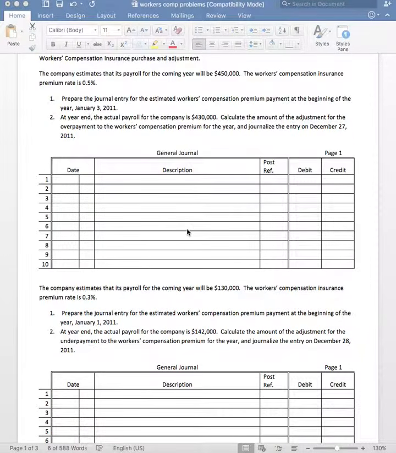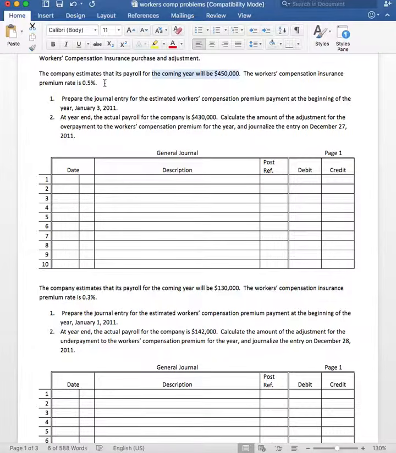Hello, today we are going to discuss workers' compensation insurance. It is an insurance policy purchased on an estimated payroll. So you estimate the payroll for your employees for the entire year, and you purchase your policy at the beginning of the year. It is coverage for people who are injured working on the job.